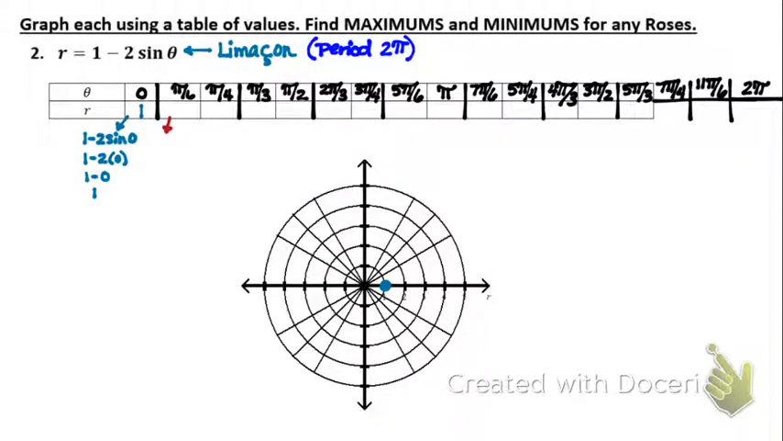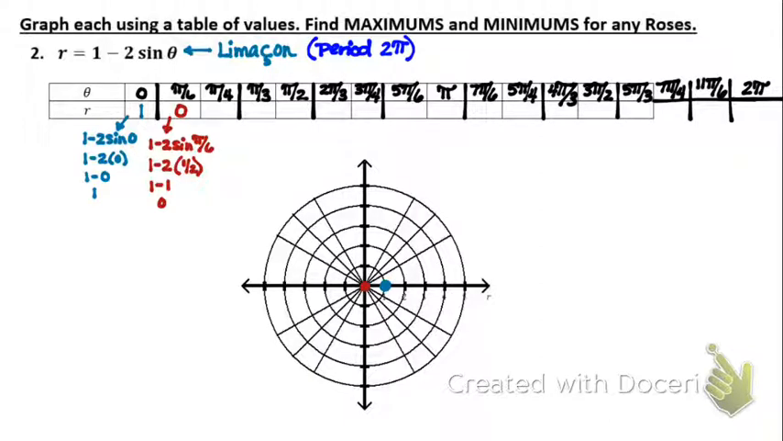Let's do pi over 6 next. 1 minus 2 sine pi over 6. What's sine of pi over 6? Does anybody remember what pi over 6 is? Sine of pi over 6? 1/2. So I have 1 minus 2 times 1/2, or 1 minus 1, which gives me an output of 0. So it's going to be right here.